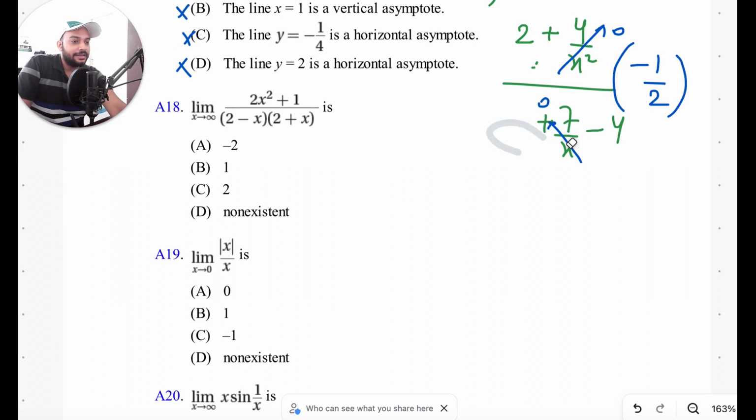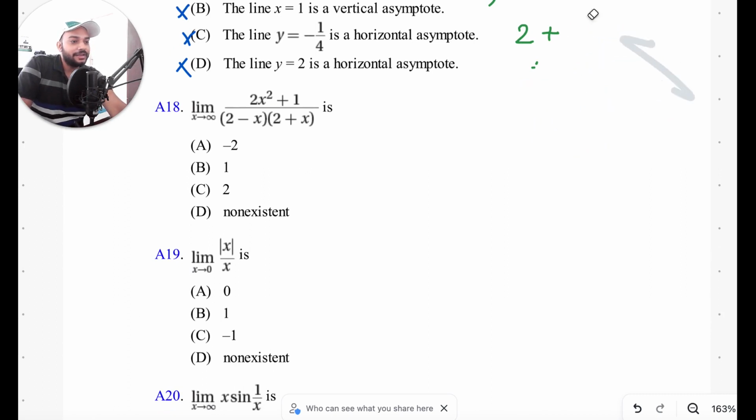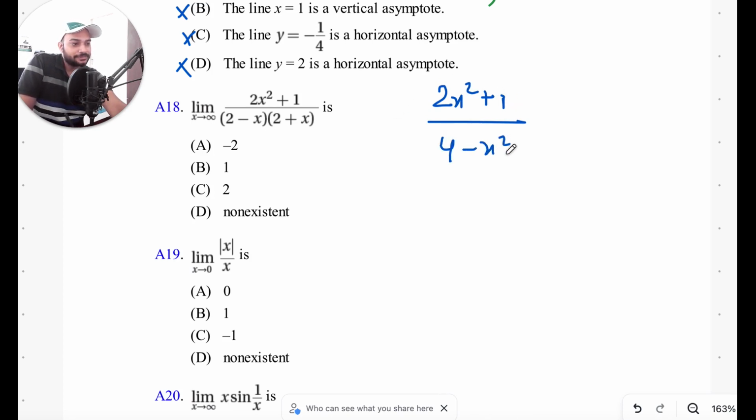Question number 18. Limit x tending to infinity of 2x squared plus 1 over 2 minus x times 2 plus x. Let's see. X is tending to infinity. The degree of the polynomial is the same in the numerator and denominator both. 2 minus x times 2 plus x is 4 minus x squared. Now divide by x squared on top and bottom. So you get 2 plus 1 by x squared over 4 by x squared minus 1. This and this cancelled. Negative 2 is the answer.